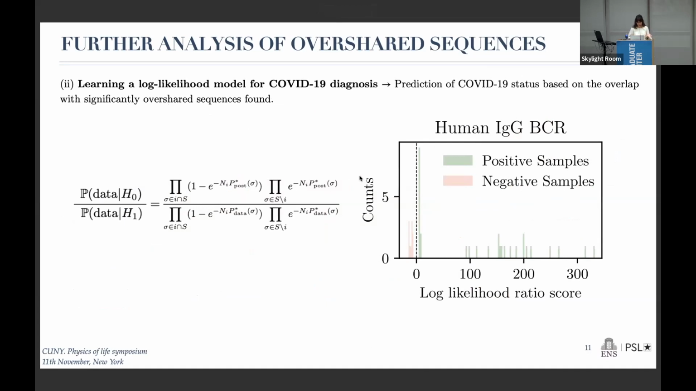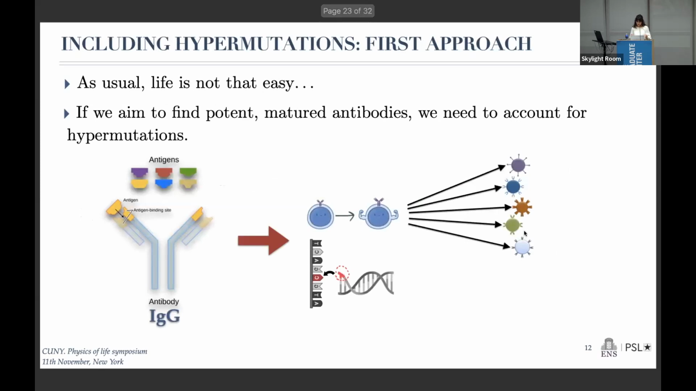And it worked pretty well because, as you see, the log likelihood for people, the distributions are quite separated, so we can always know when a person is positive or negative for COVID because of the presence of these sequences. Well, as I told you, this is done without taking into account mutations, but then we need to know how mutations are acting and if they are increasing the diversity of the repertoire.